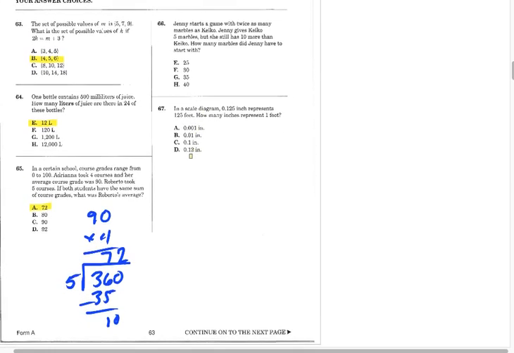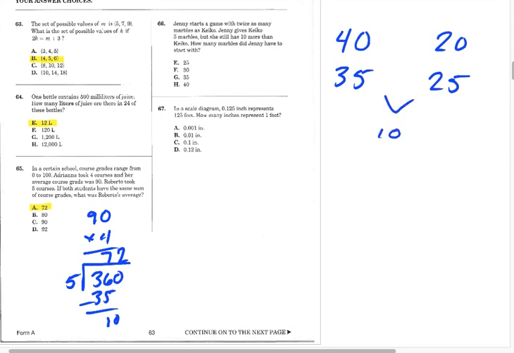All right, moving on to 66 here. Jenny starts a game with twice as many marbles as Kiko. Jenny gives Kiko 5 marbles. All right, how many marbles did Jenny have to start with? So let's say she started with, let's just pick 40. Kiko would have 20, right? Jenny gives Kiko 5, so she would be down to 35. Kiko should be up to 25. That's a difference of 10.